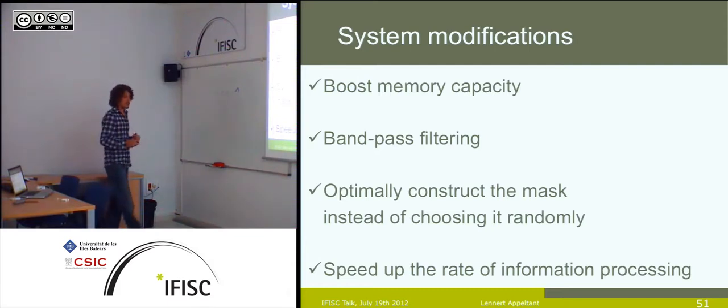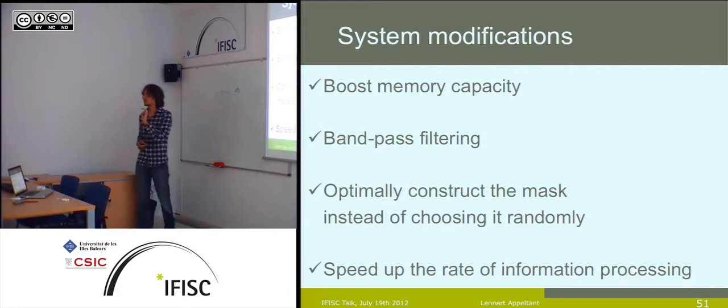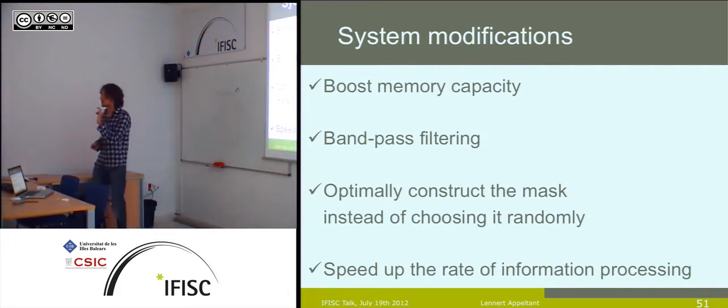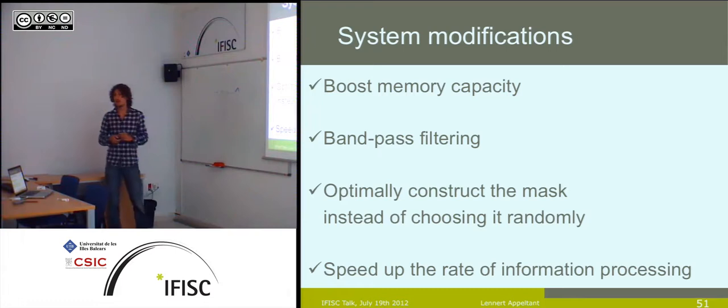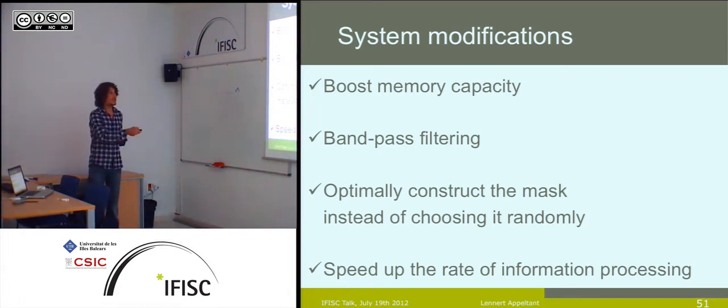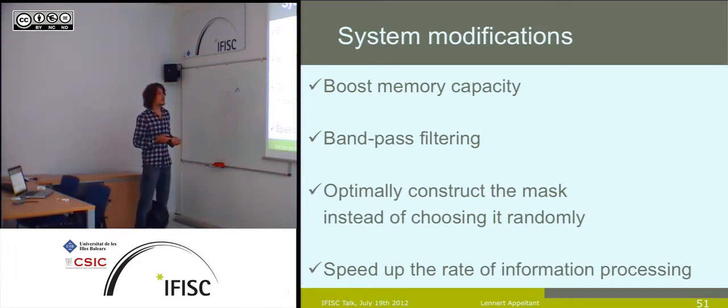Of course, the system performs quite well, but as you saw for the previous task, this dark green area was quite small. So we would like to make some system modifications such that we can maybe extend this parameter region of good results. We would like to boost the memory capacity. In opto-electronic setups, quite often there is a bandpass filtering effect that cannot be avoided, so we would like to know what this does to the performance of our system.